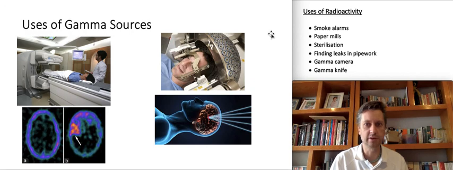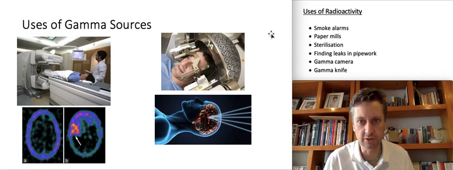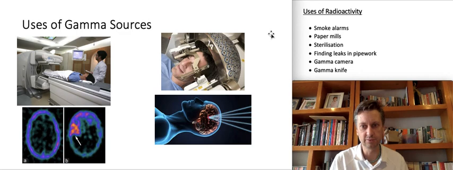Okay, so I think that's about as much as I need to cover. You've got examples now of alpha sources, beta sources, and gamma sources being used in various ways.